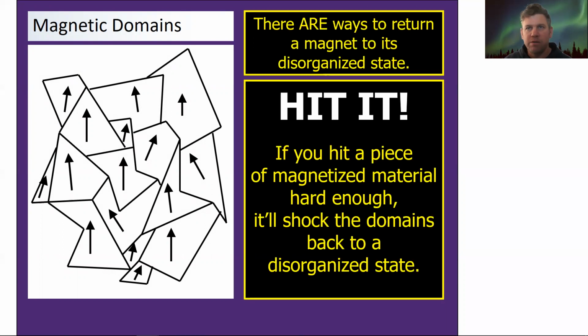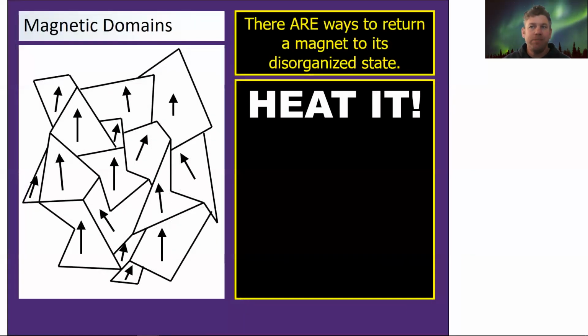If you're going to a scrap metal yard or something like that and you saw the big electromagnet and you wanted to affect that magnet somehow without actually shutting the electricity off of it, you have to hit it really hard with something. Okay. The other way for us is heat it up.